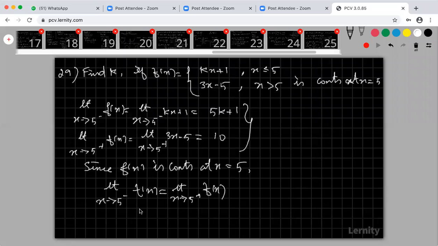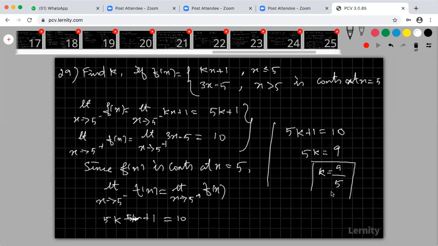Okay, what about the left hand limit? My left hand limit is 5k plus 1. My right hand limit is 10. So therefore solve this. 5k plus 1 equal to 10. My 5k is equal to 10 minus 1, 9. K is equal to 9 by 5. Okay, my k is equal to 9 by 5.